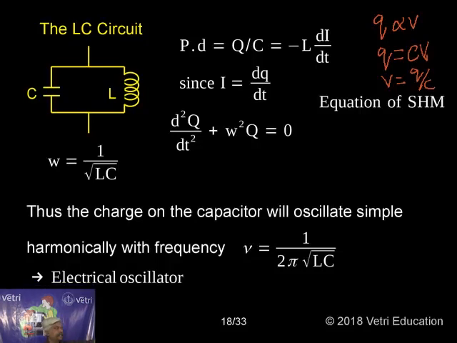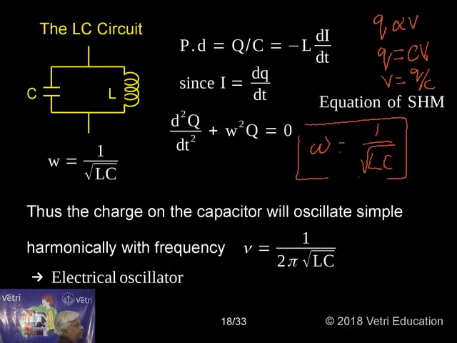What is I? The rate of change of charge gives the current. Therefore, d squared q by dt squared plus omega squared q is equal to 0. This is a differential equation. By solving this, omega can be 1 by root of LC. That is what we have to understand. The angular frequency omega is equal to 1 by root LC, don't forget it. This is called angular frequency.